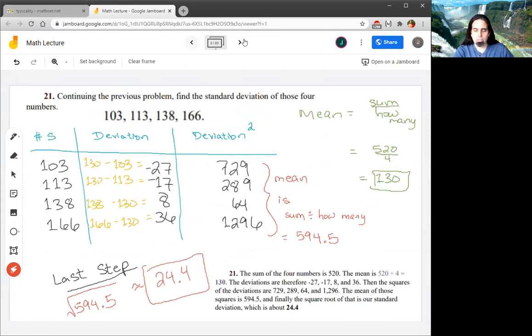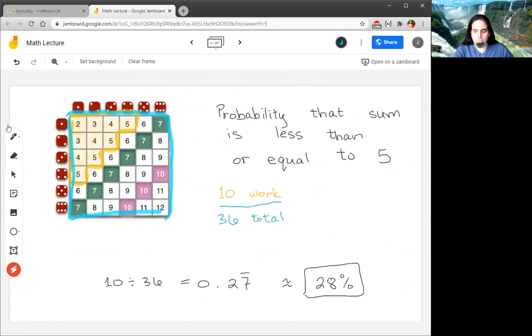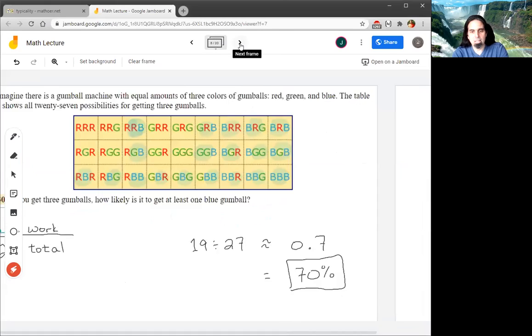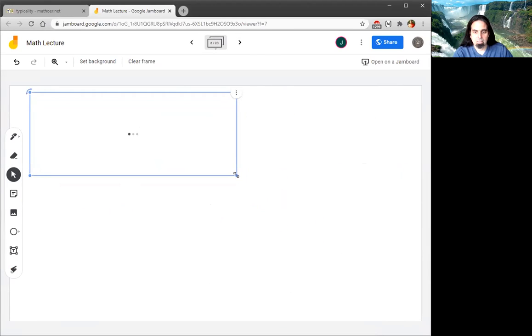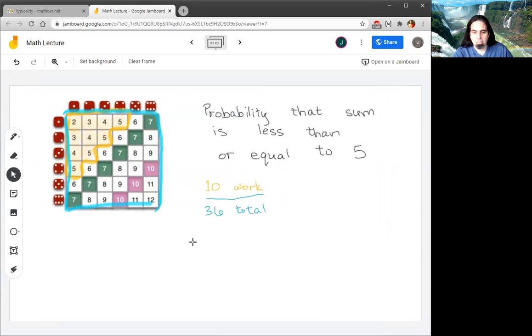Oh, where was it? That one. I'm going to copy that so it's saved. And instead of probability, now we're going to ask about the odds.